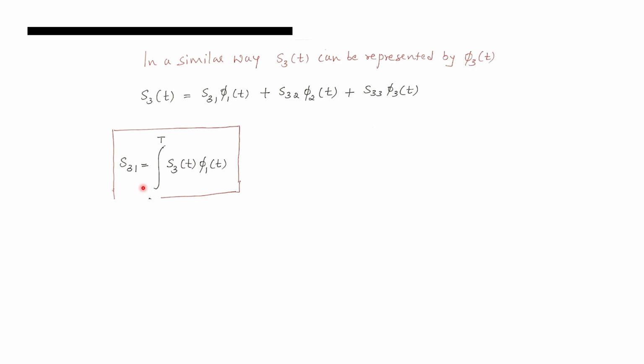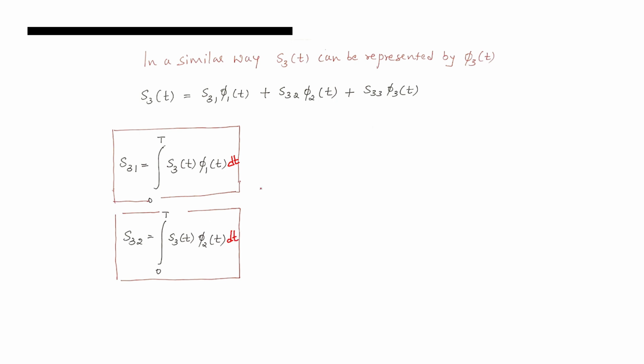That is nothing but you have to integrate the third signal with the first orthonormal basis function. Similarly, S32 is given by the integral of S3 of t times phi 2 of t. The 3 subscript represents the third signal and the 2 subscript represents the second orthonormal basis function. So we are now able to define S31 and S32. Here we have to write dt, here we have to write dt.